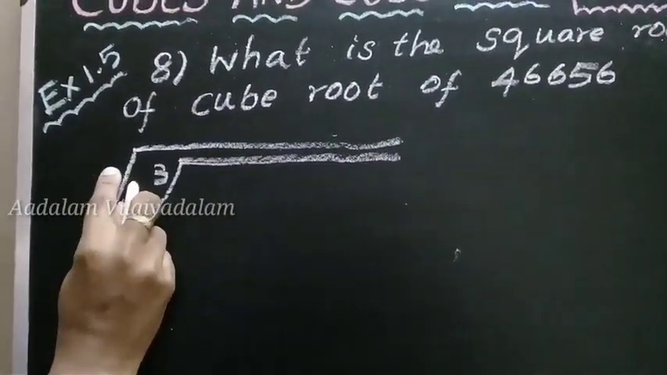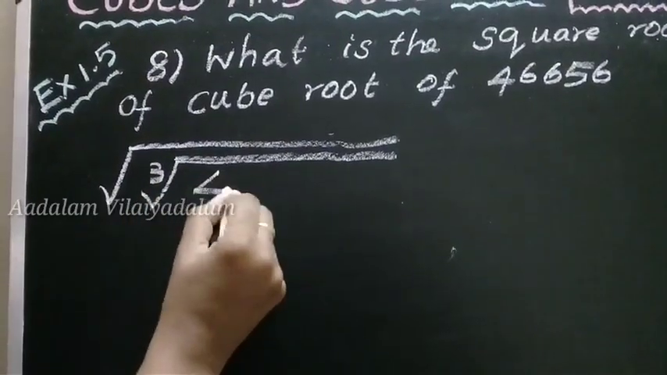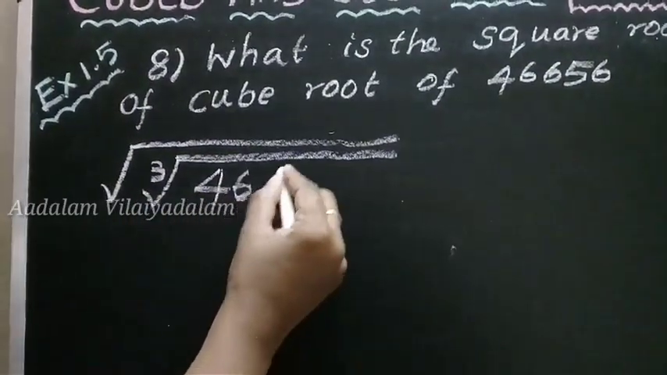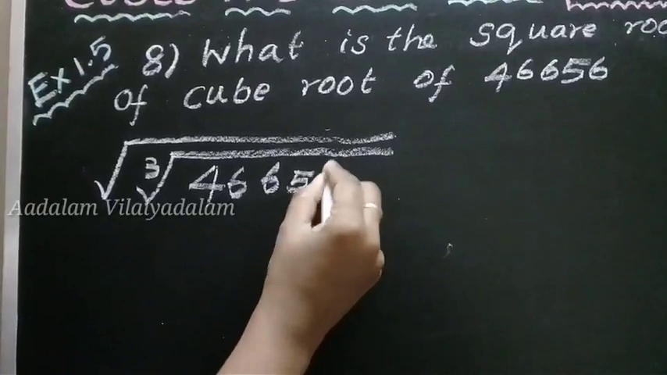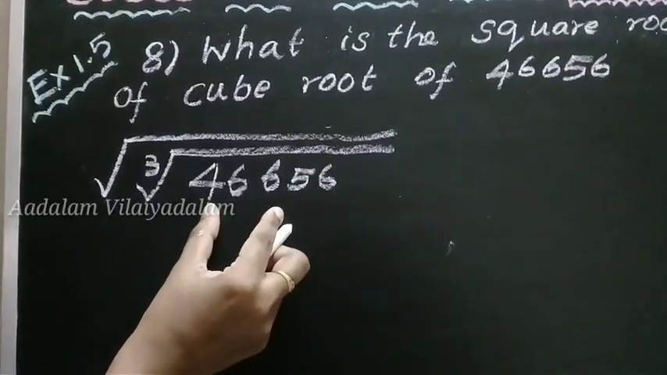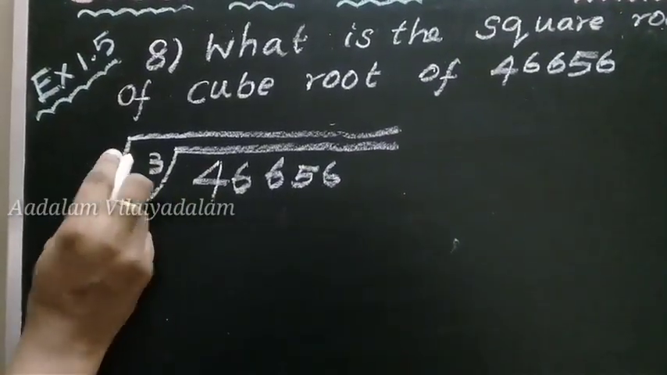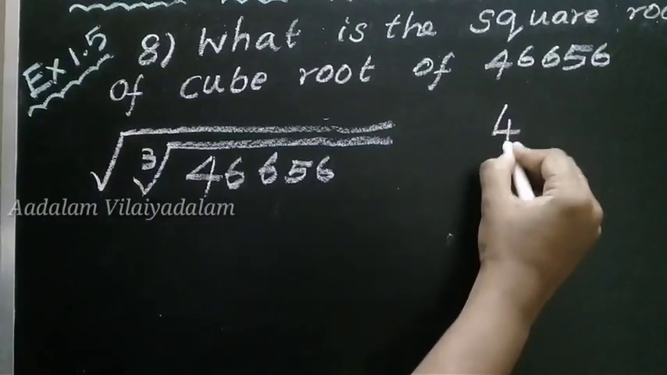So, the square root of the cube root of 46,656. First we have to find the cube root value, then find the square root value.